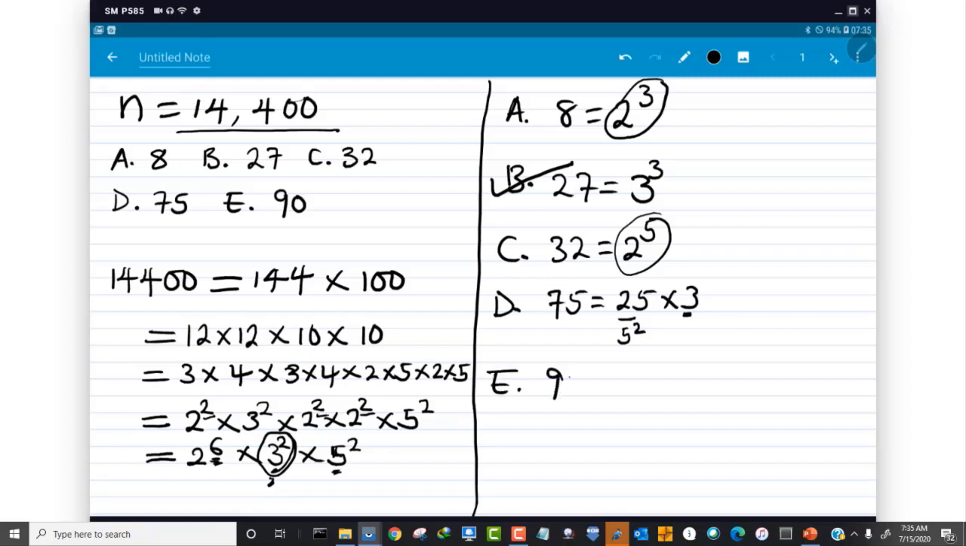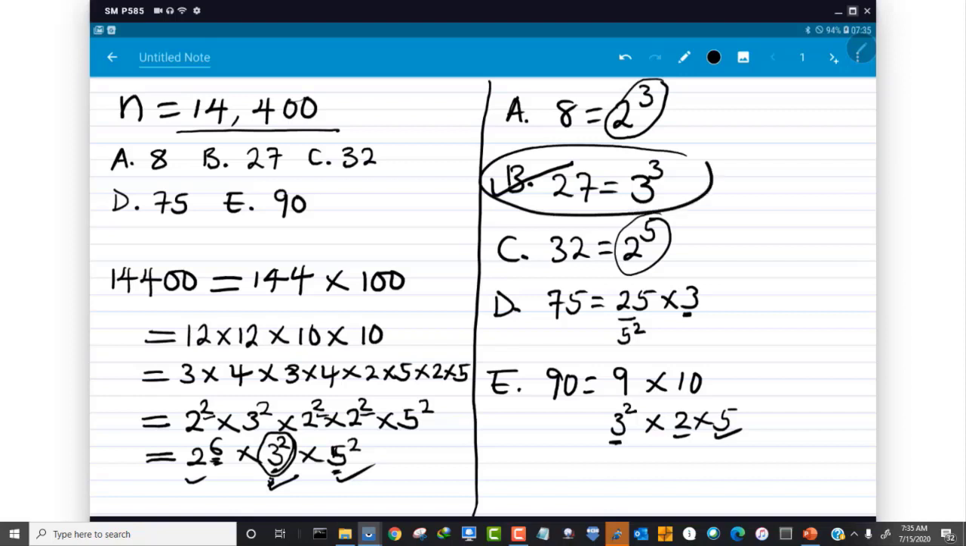If I look at E, which is 90, my 90 is 9 times 10, where 9 is 3 raised to power 2, and 10 is 2 times 5. So 3 raised to power 2, yes, is available. 2 I can get from here, and 5 I can also get from here. So meaning that E will also be a factor. So the only one that will not be a factor is 27, because it has 3 raised to power 3, and the maximum we have in this factorization of 14,400 is 3 raised to power 2, so it cannot divide it. So that is how we can use prime factorization to know the factors of a particular integer.